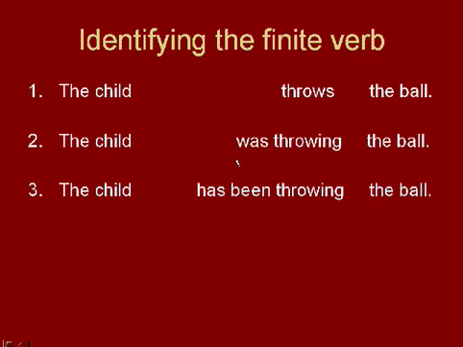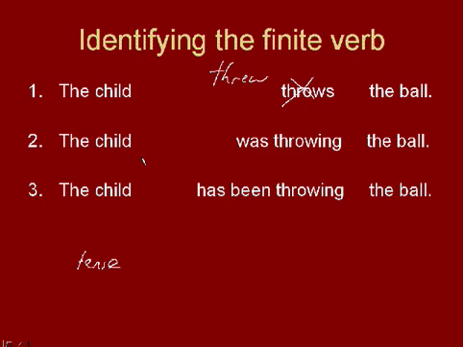Now, if we look at the slide once again, we're in a situation where instead of changing for number, we change for tense. So instead of the child throws the ball, because it's tense, it's another time, we're talking in past time, you can't say the child throws the ball, you would have to say the child threw the ball. Only the finite verb will change. But in this case, the finite verb and the lexical verb is the same thing.